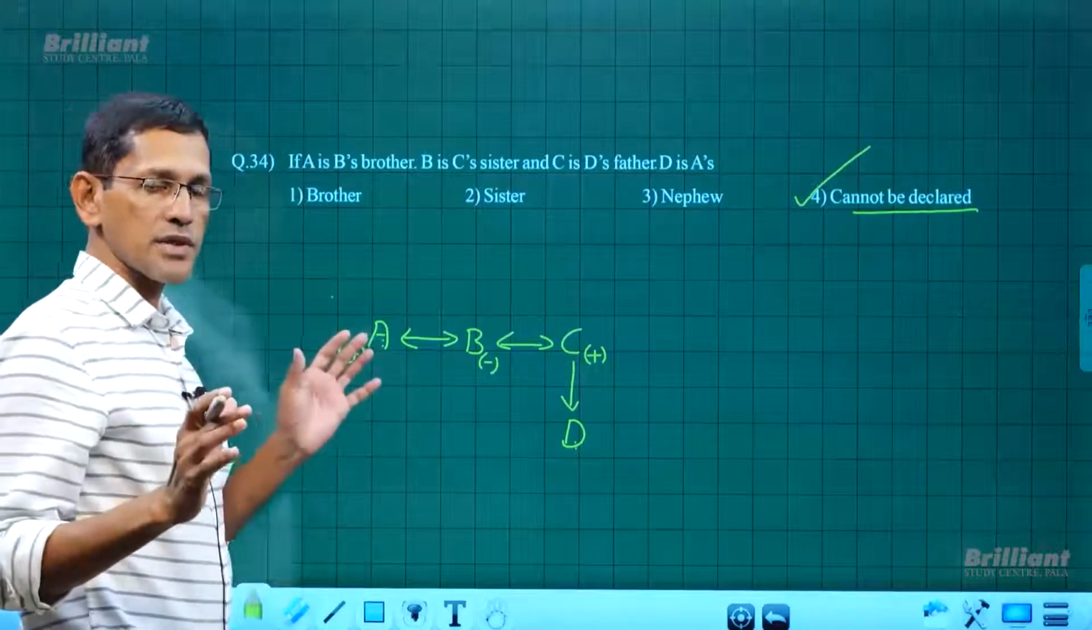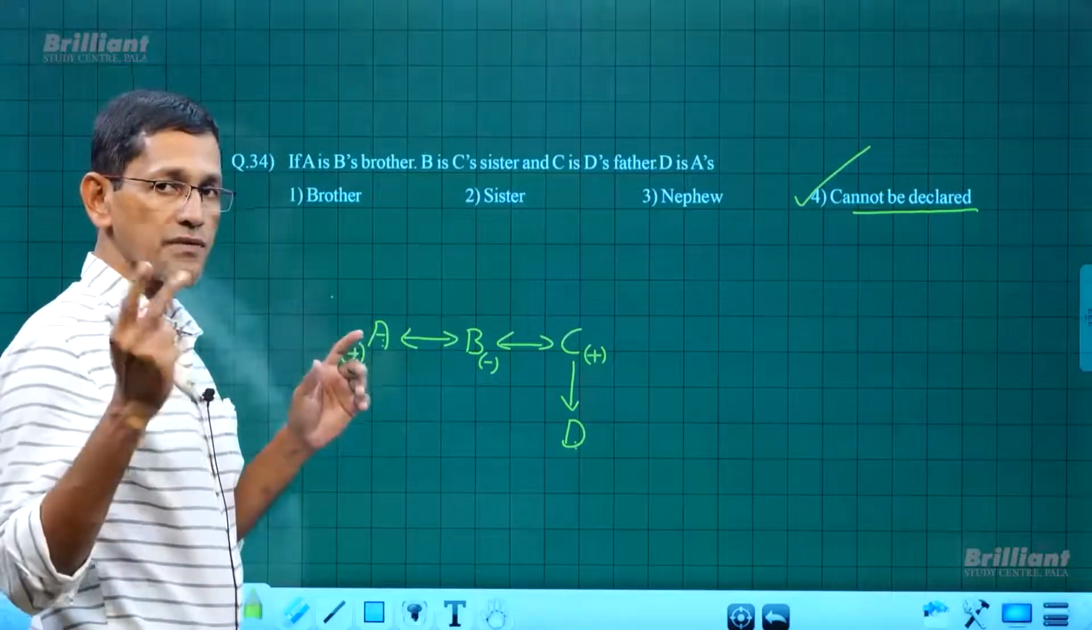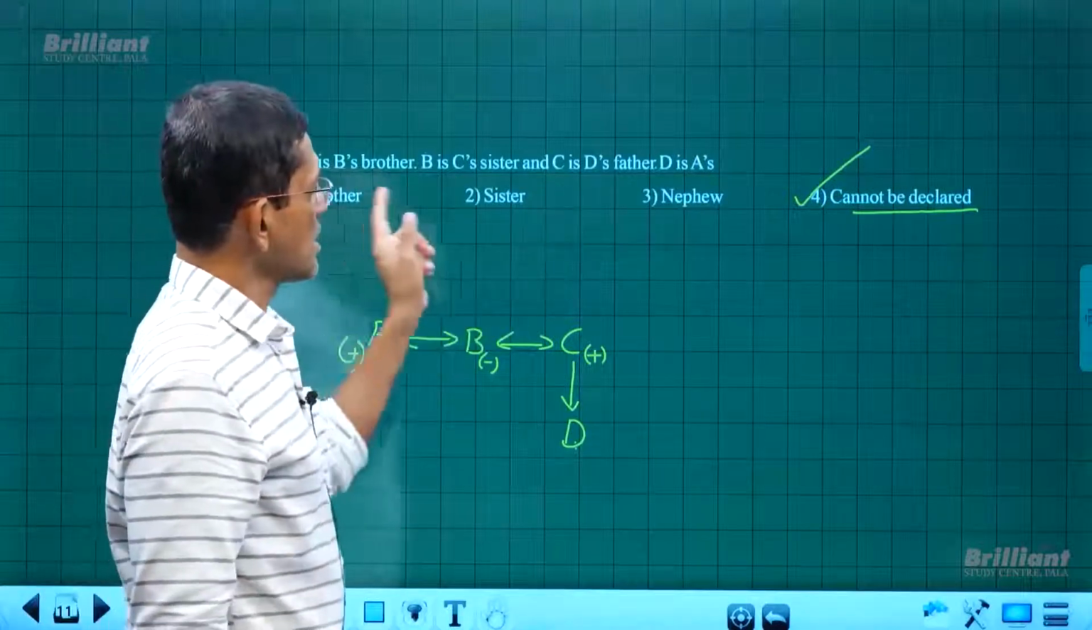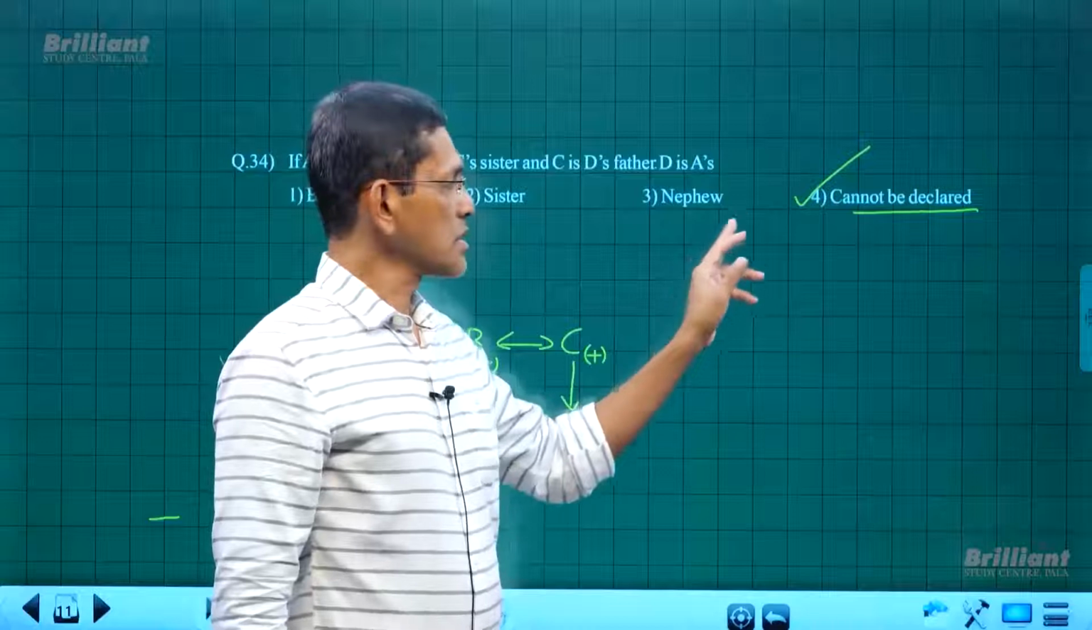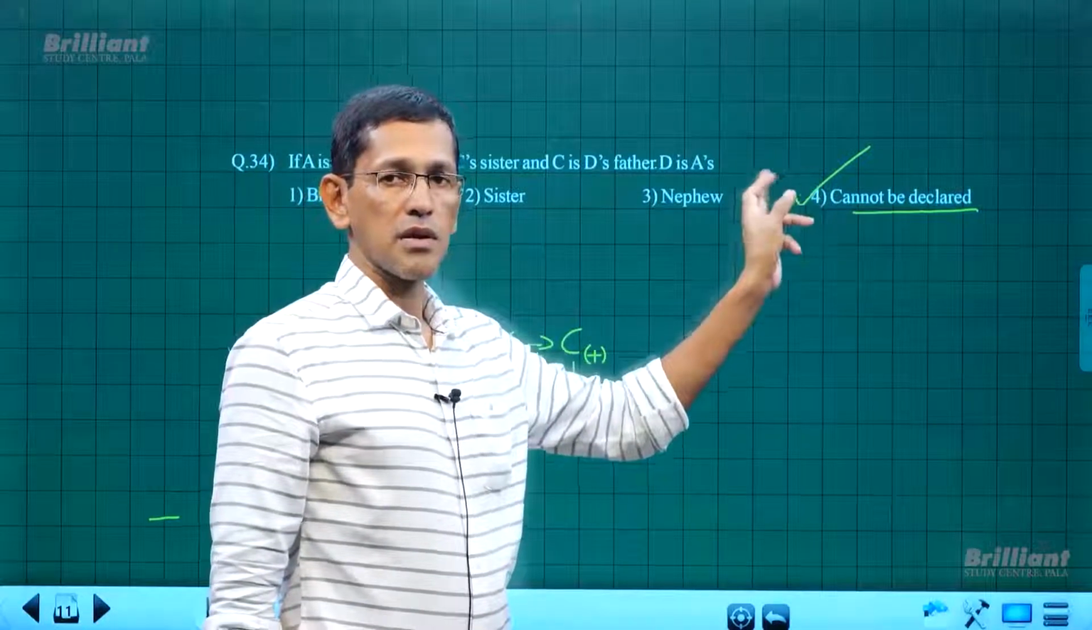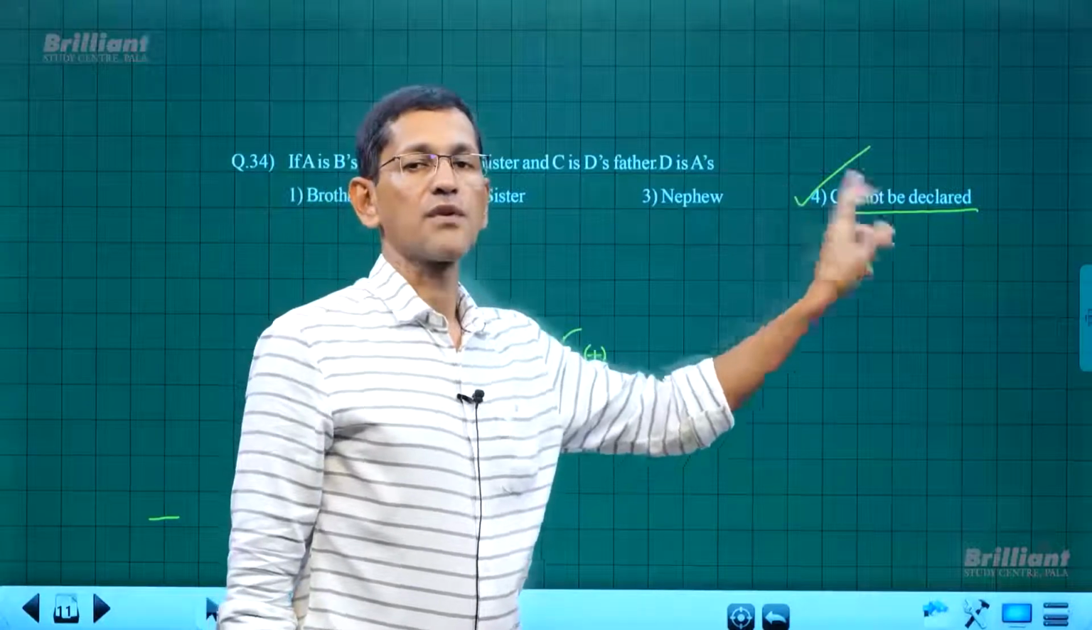Always, in these kinds of questions, remember this: if we have two possible answers, even though only one answer choice is given among the list of answer choices, but if you have an answer choice like cannot be declared or cannot be determined or data inadequate, then definitely go for it.